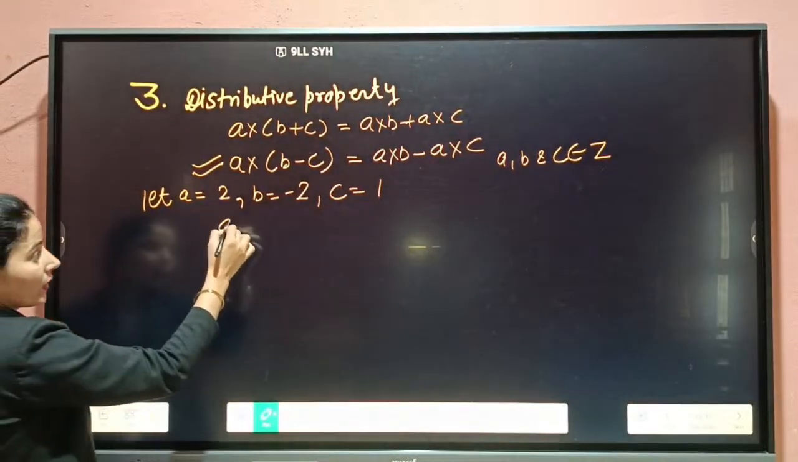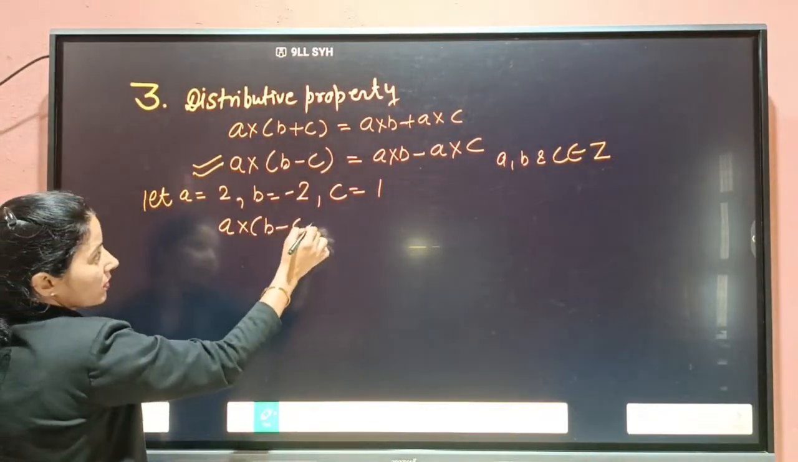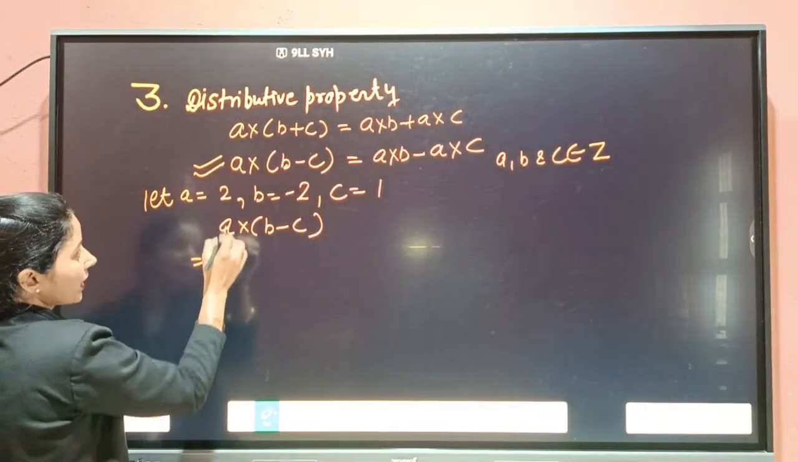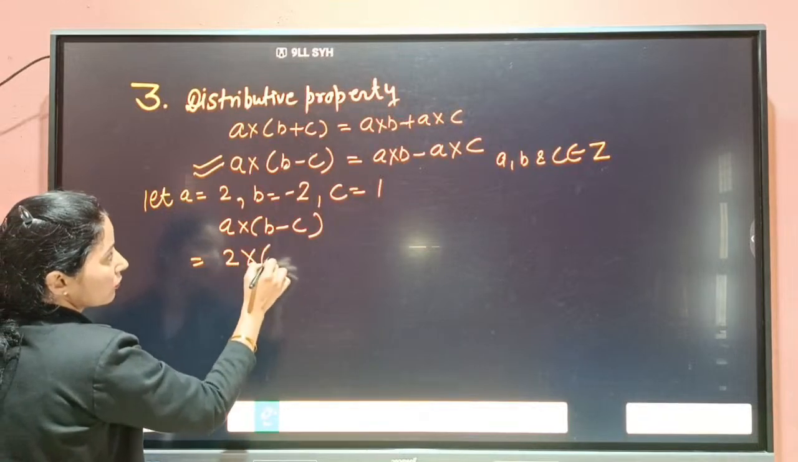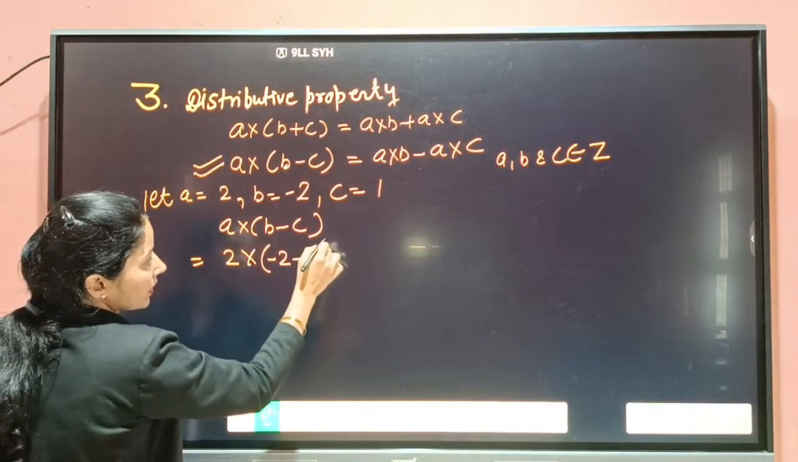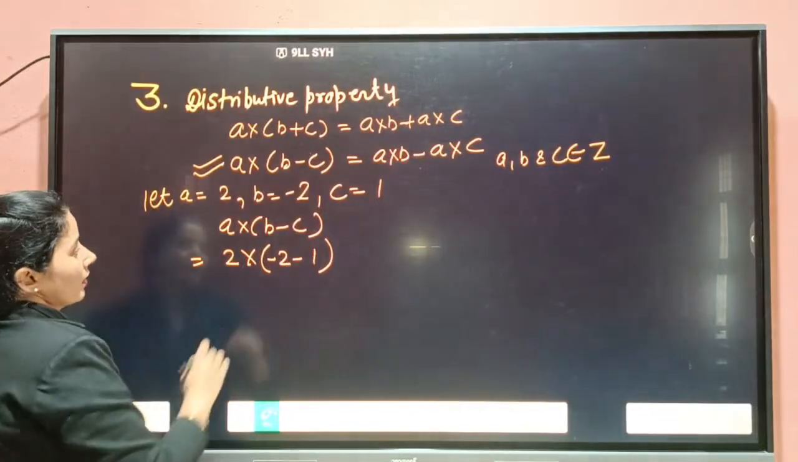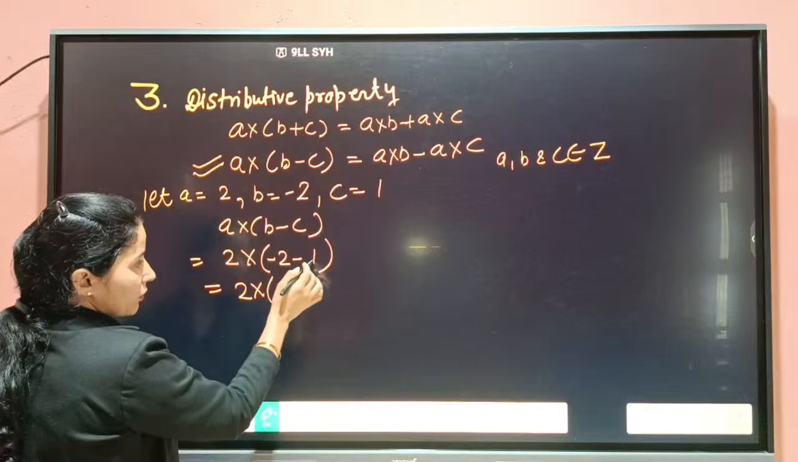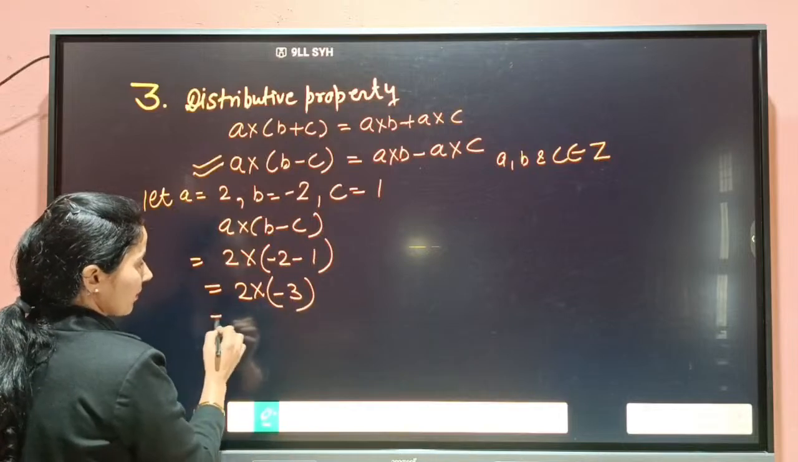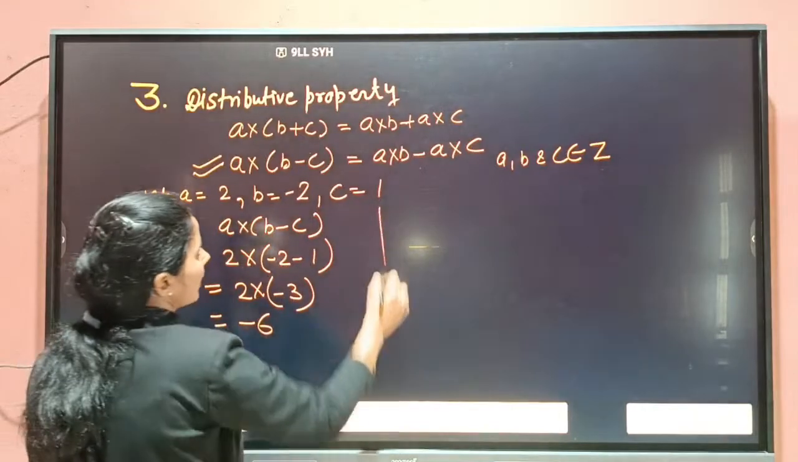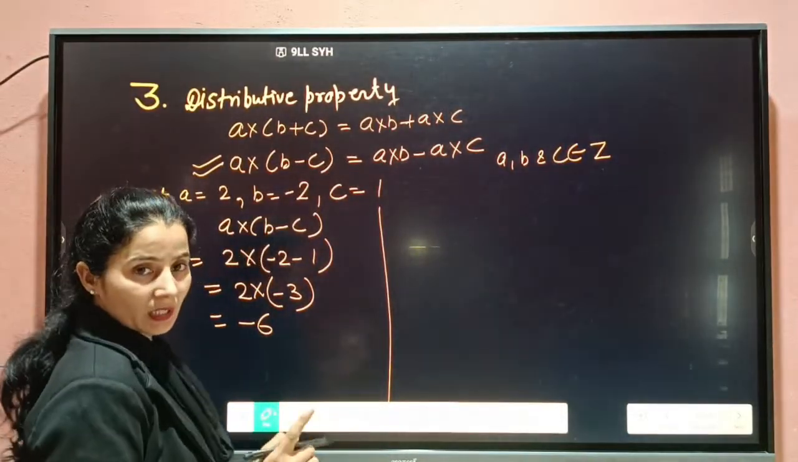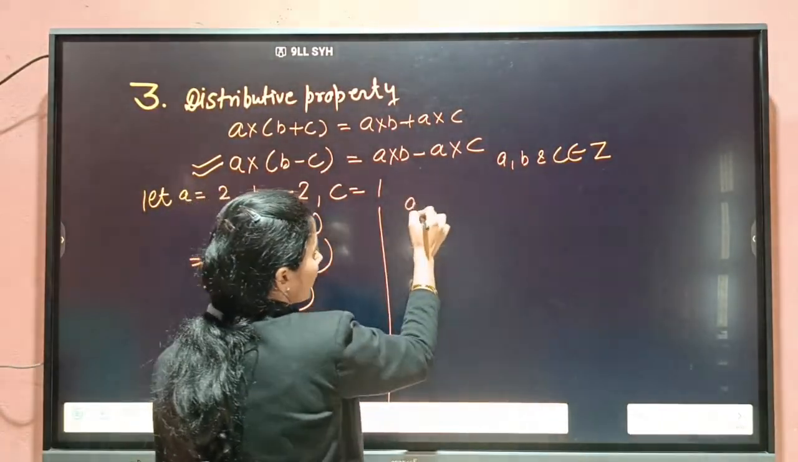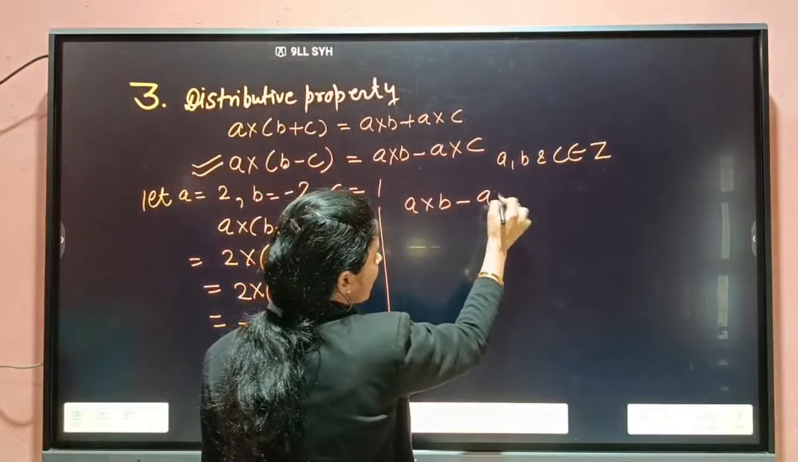Now let us calculate A into B minus C. The value of A is 2, B is minus 2 and C is 1. So the answer is 2 into, first solve this bracket, minus 2 minus 1 is minus 3, multiplied, it is minus 6. Now A into B minus A into C.